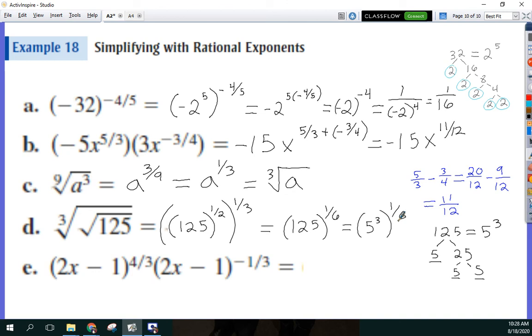Again, using that same property, I have a power to another power. So I can rewrite that as 5 to the 3/6, which reduces. So we would get 5 to the 1/2 power. Now again, I was given something in radical form. Even though I switched it to exponential form, I need my final answer to be in radical form. So square root of 5 would be my final answer.